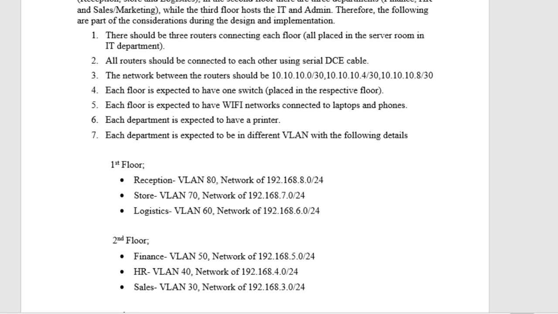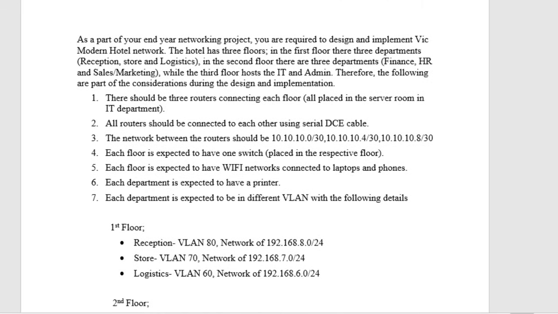So basically, guys, let's start analyzing the case study. We have been told that Vic Modern Hotel has three floors. On the first floor we have three departments: reception, store, and logistics. On the second floor we have three departments also: finance, HR, and sales and marketing. Finally, on the third floor we have only two departments: IT and admin. Based on your design and implementation, we need to consider the following. There should be three routers connecting each floor, three routers.